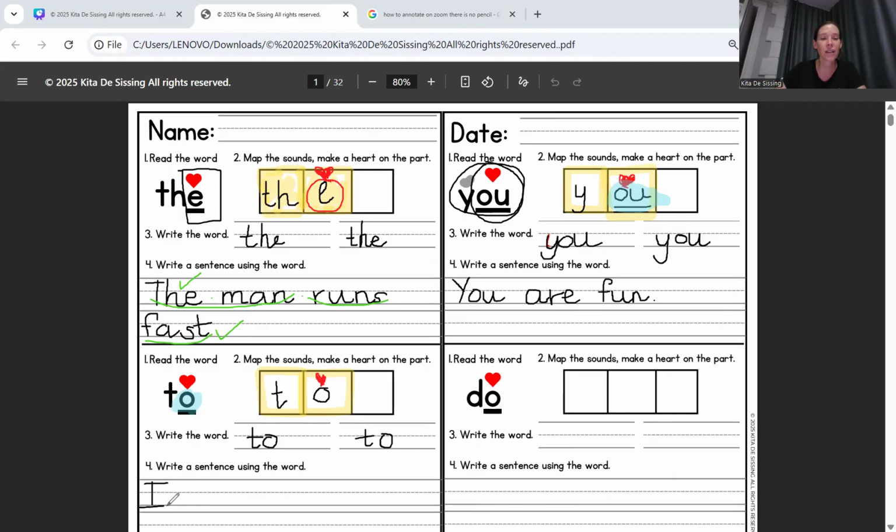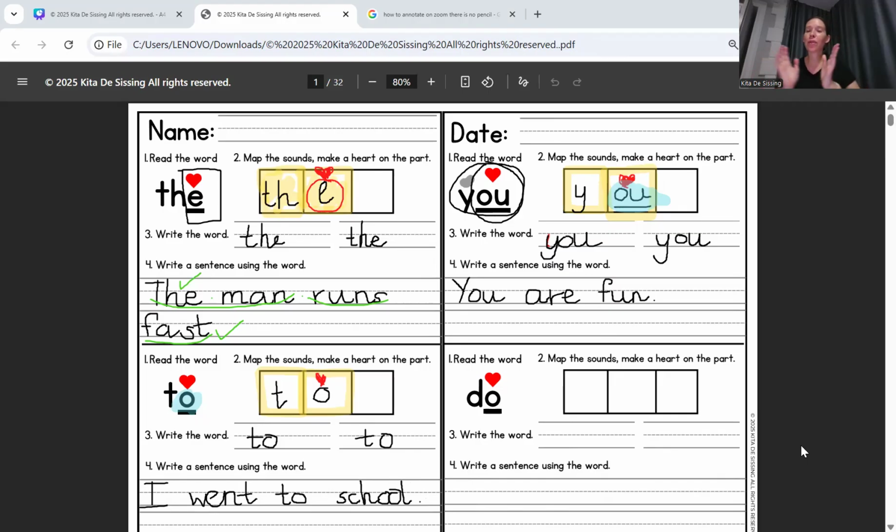I, with a nice capital letter, W, E, N, T, to, school. S, K, O, L. I went to school. And there you can see that we've got the spelling of oo in school with a double O. So that might be something that you already have seen.